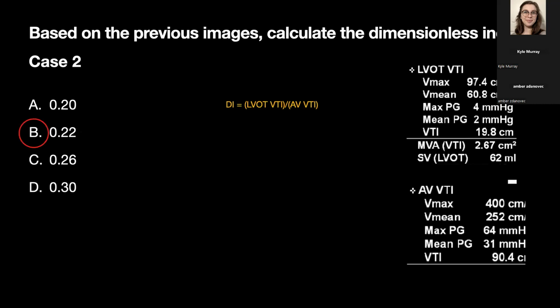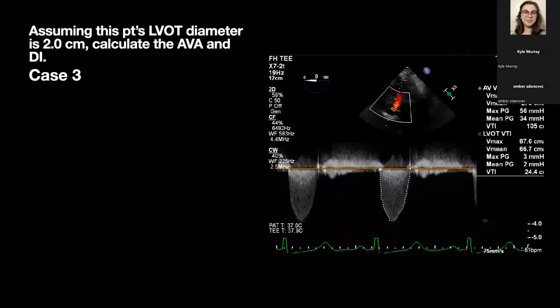All right, we're gonna keep going. That was just the dimensionless index. That's just LVOT divided by aortic valve VTI. All right. Case 3, same thing, blah, blah, blah. Here we go. All right.